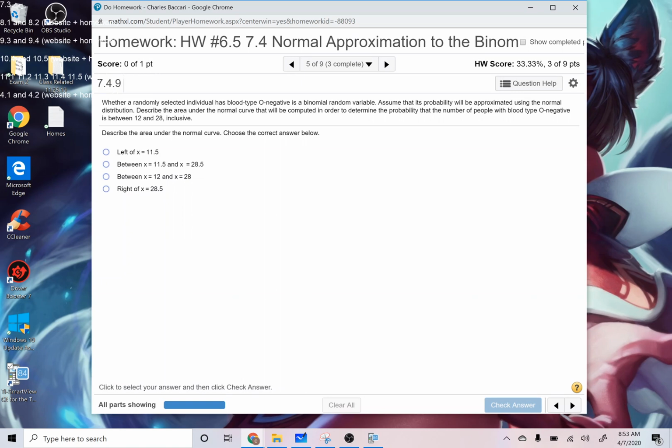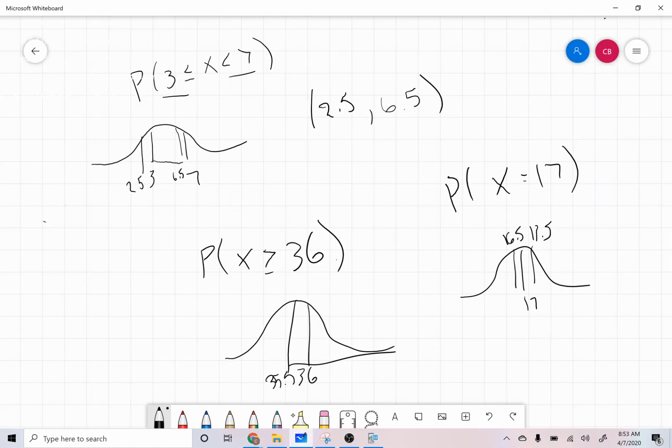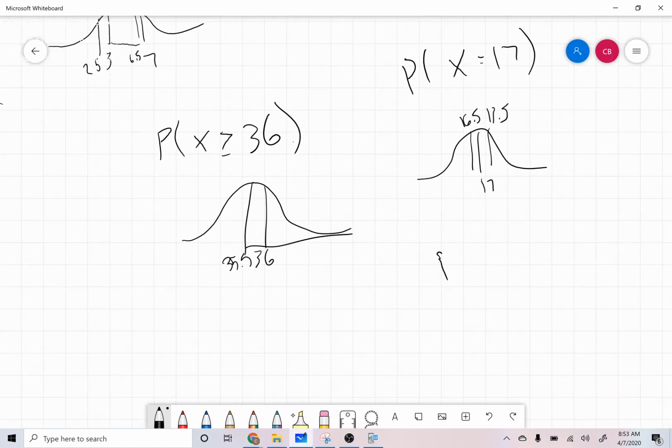This one will be, notice it says 12 and 28, so I'll give you a hint. And it says inclusive. This is the probability that 12 is less than or equal to x is less than or equal to 28, I think it was.